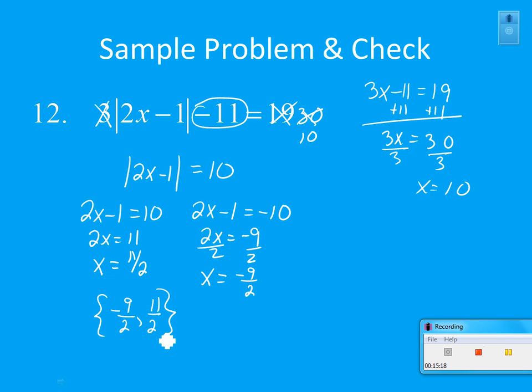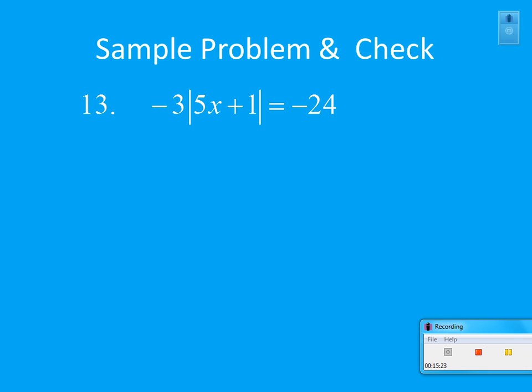Okay? Then I just got a few more. Here's your number 13. My first question to you, is the absolute value by itself? And the answer is no. So there's nothing to add or subtract, but I need to divide both sides by negative 3. So then I would have the absolute value of 5x plus 1 equal positive 8. Now the absolute value is by itself, so we're ready to go.